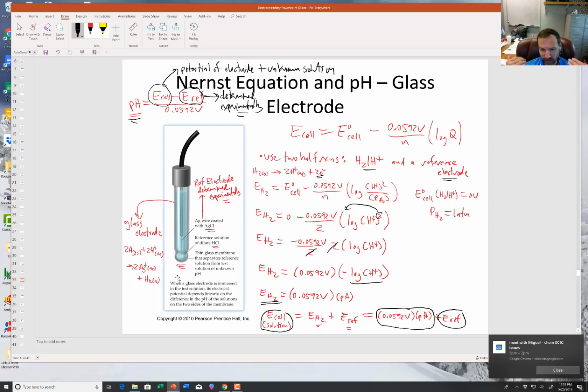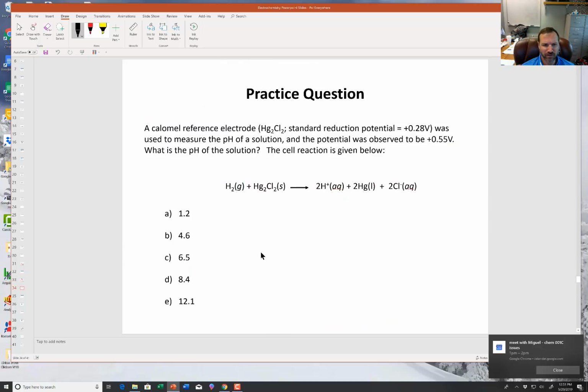Trying to appreciate that this is essentially based on the Nernst equation, and that when we use the Nernst equation with the hydrogen standard reference electrode, we can use that to extrapolate out pH. So I hope that helps. So what you can do now is try this question.